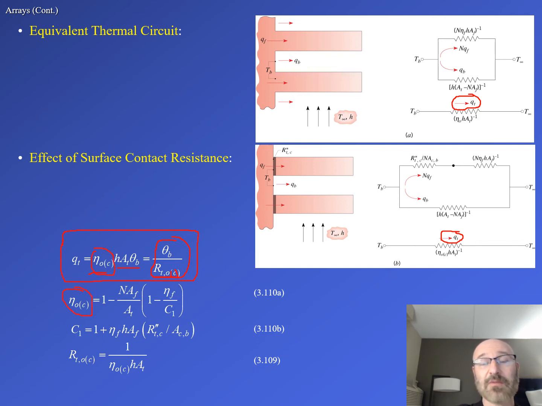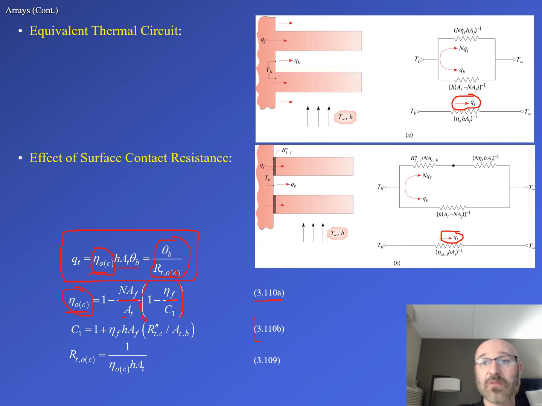Well, this relationship is given by equation 3.110a in our textbook, where this is 1 minus N, the total number of fins, times the area of the fin over the total area, times 1 minus the efficiency of each fin, over C1. Now we can see, well, what is our C1?